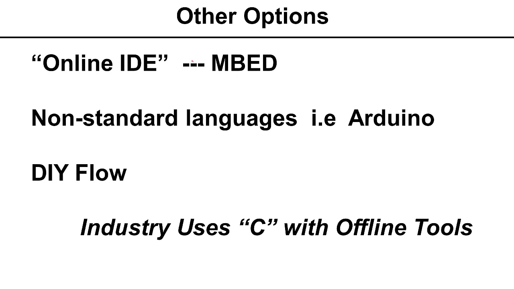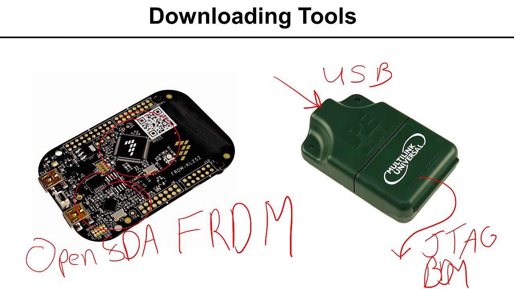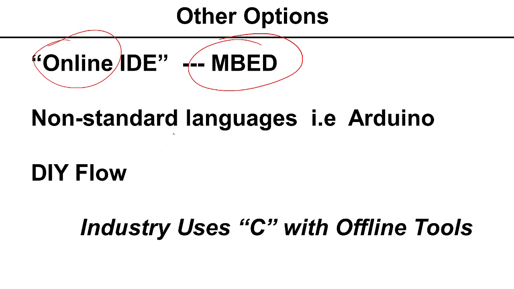Some other options. There's starting to be more prevalent the concept of online integrated development environments where you don't install to a PC. It's in a web page. It's essentially a JavaScript application. If you look on the internet, there's something called Mbed, and it actually works with the Freedom Board. It allows you to do all your compiling on the web. It does not allow you to debug. That's what you need an offline tool for. But it is a nice option if you don't want to install anything.